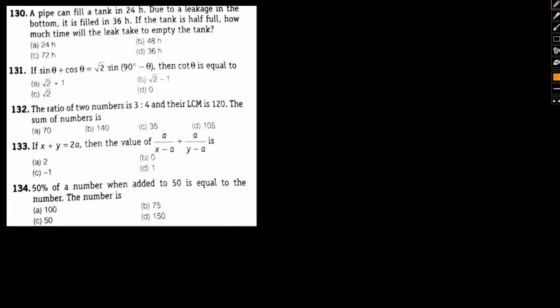Okay, so having said that, we'll try and understand the kind of questions that are asked. We'll also take a look at the approach involved, so that whenever we come across this kind of question further down the line in the future, we are easily able to solve the same. So with all that said and done, let's focus on the question in front of us. A pipe can fill a tank in 24 hours. Due to leakage in the bottom, it is filled in 36 hours. If the tank is half full now, how much time will it take to empty the tank?